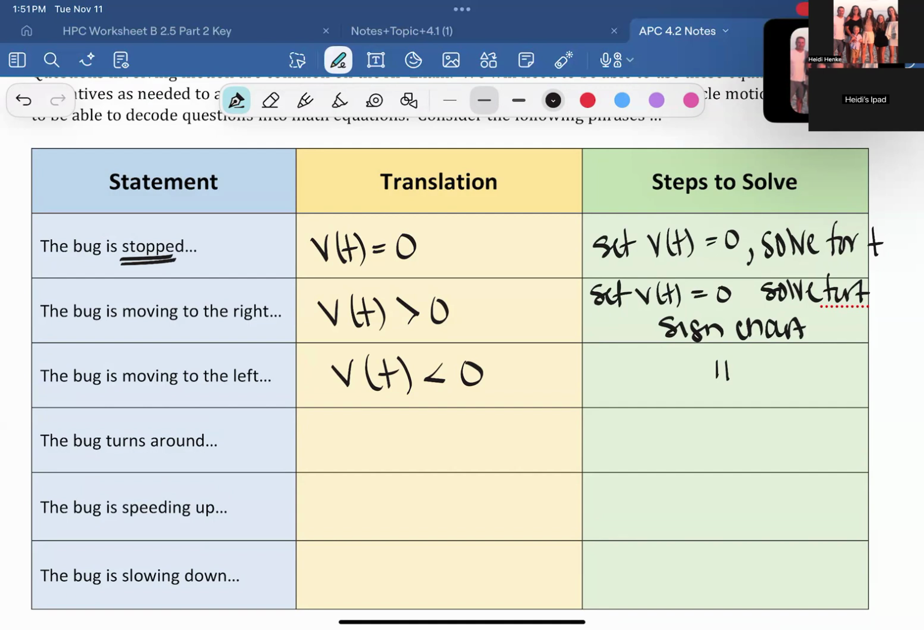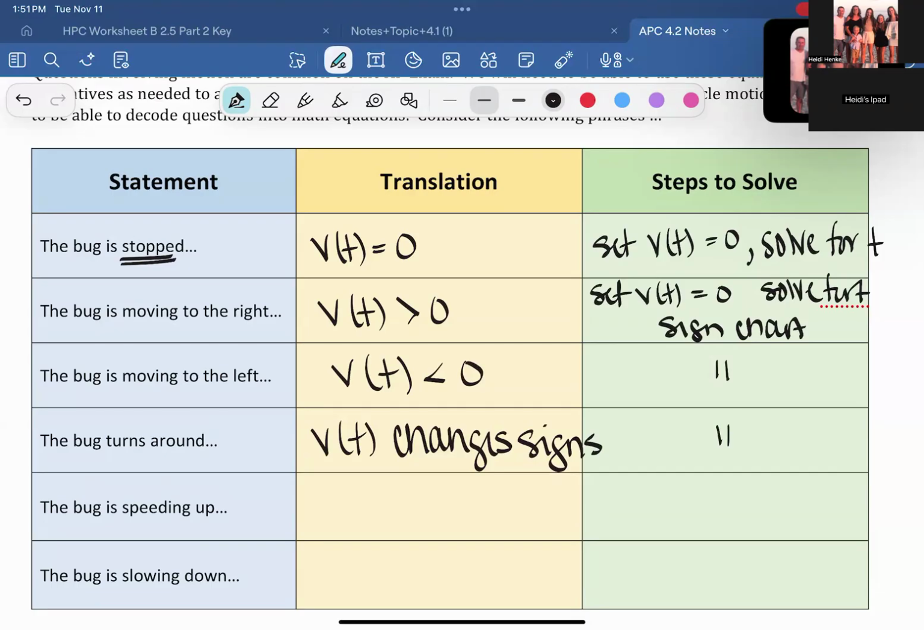If we're trying to find when the bug turns around, well, turning around means it would go from moving to the right and change to moving to the left, or change from moving to the left to moving to the right. So we're looking for where our velocity changes signs, like where it goes from positive to negative, or negative to positive. And guess what? We're going to do the chart again to figure that out.